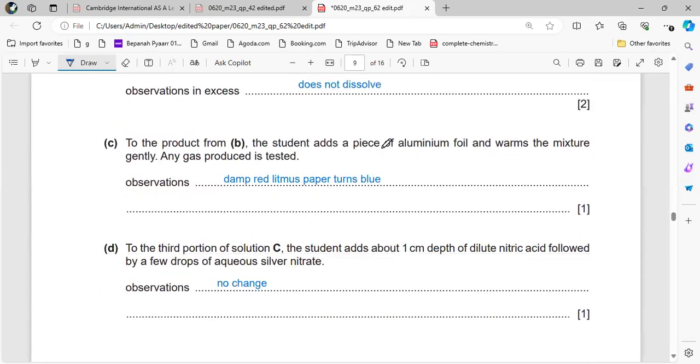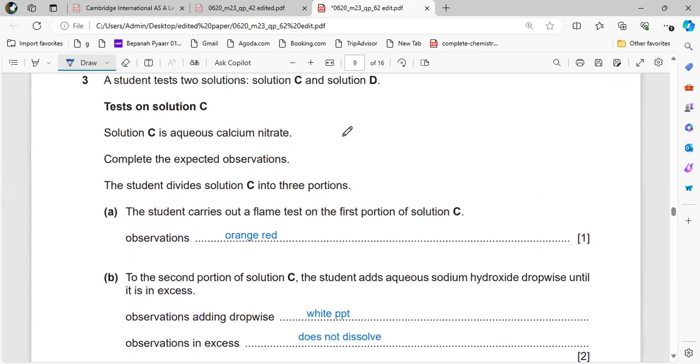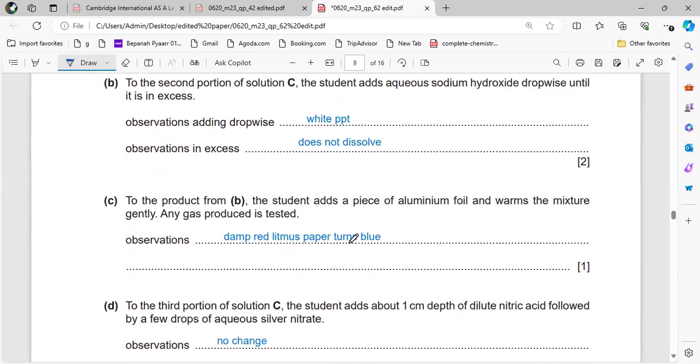To the product from B, the student adds a piece of aluminum foil and warms the mixture gently. Any gas produced is tested. When aluminum foil is added and the compound contains nitrate, ammonia gas is produced, and the observation would be damp red litmus turns blue.